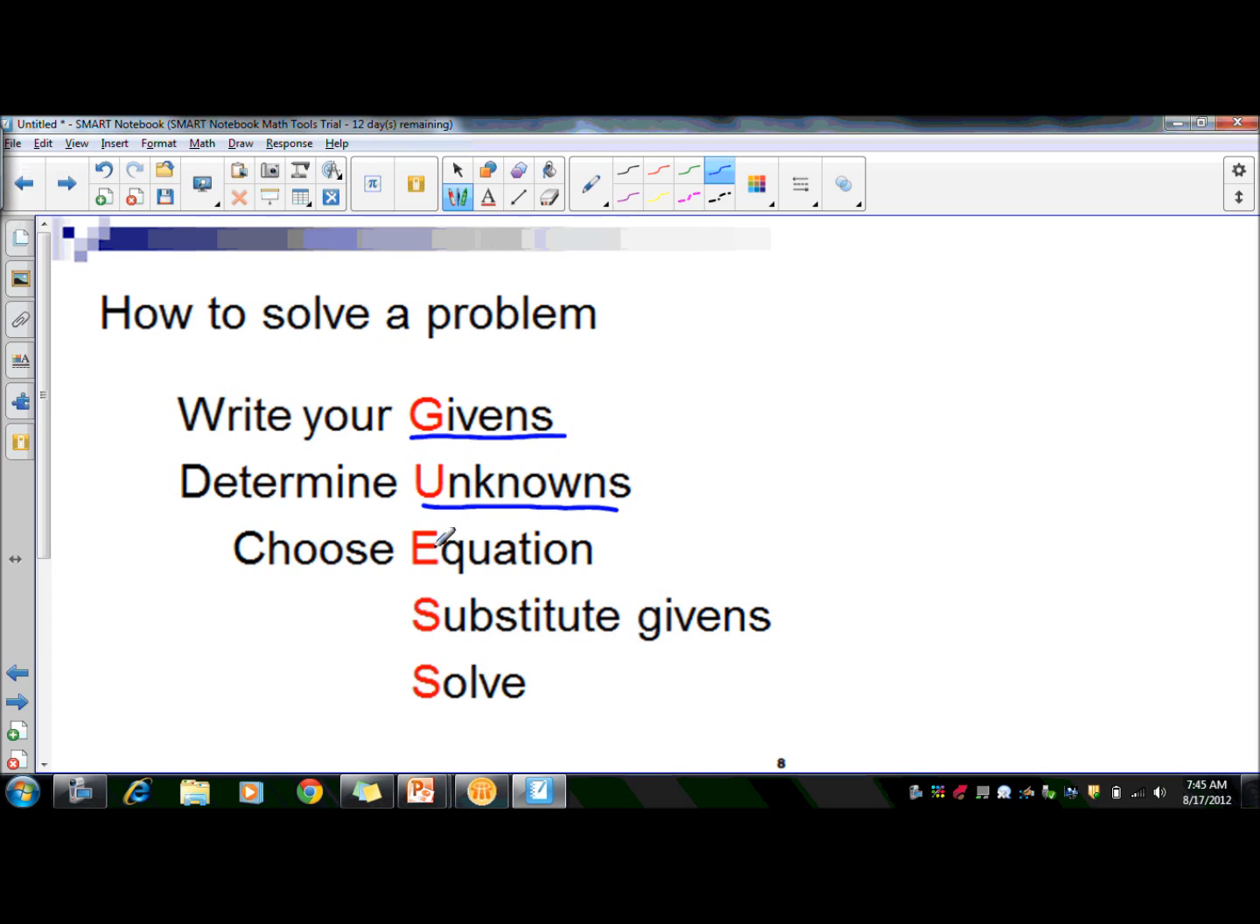Then from those two, you choose your equation out of those Big Four. You substitute in your givens, and then you solve for the unknown. So whenever you're asking us questions on how to do this, we're going to make you go step by step through this. So get used to it. You need to show your work.